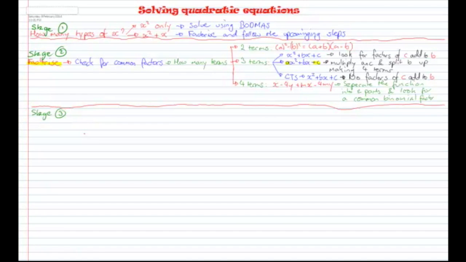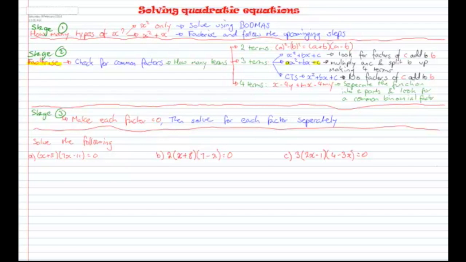And finally, stage 3 of this process is to make each factor equal to 0 and then solve for each factor separately. Now in this worked example we're going to solve a couple of quadratic equations that have already been factorised for us, taking out a lot of the hard work. So let's go and check this out.